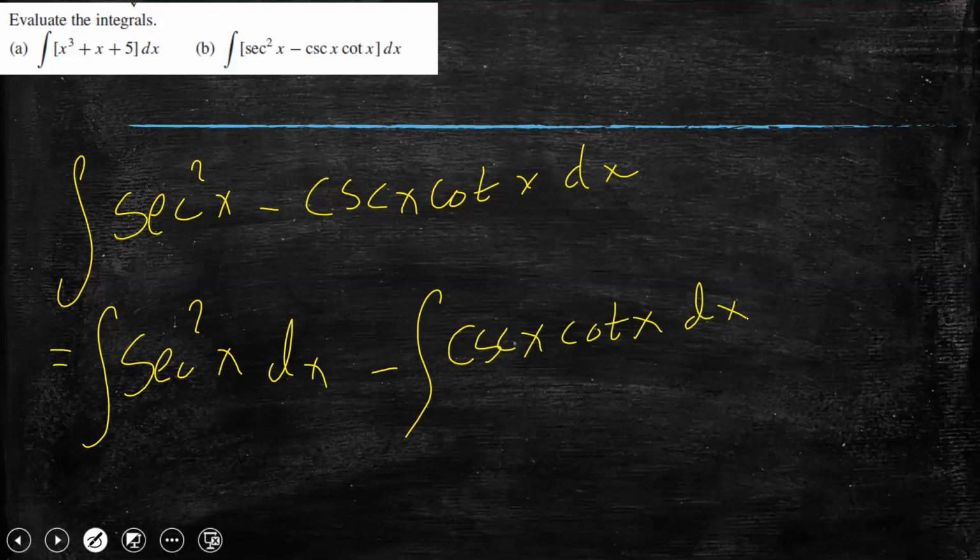Now, what is the integration of secant square? It is tan x, bravo. And what is the integration of cosecant cotan? Cosecant, bravo. Plus C, because it's negative.